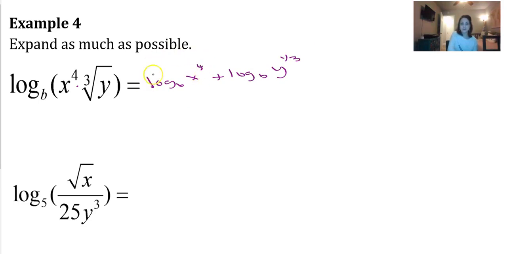All right, now I can expand even more by applying power rules. I can fly that 4 forward and whoop, fly that 1/3 forward. So final answer, 4 times log base b of x plus 1/3 times log base b of y.